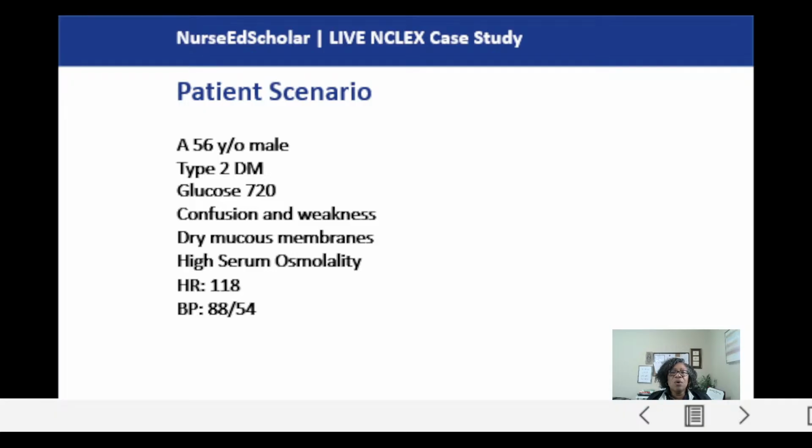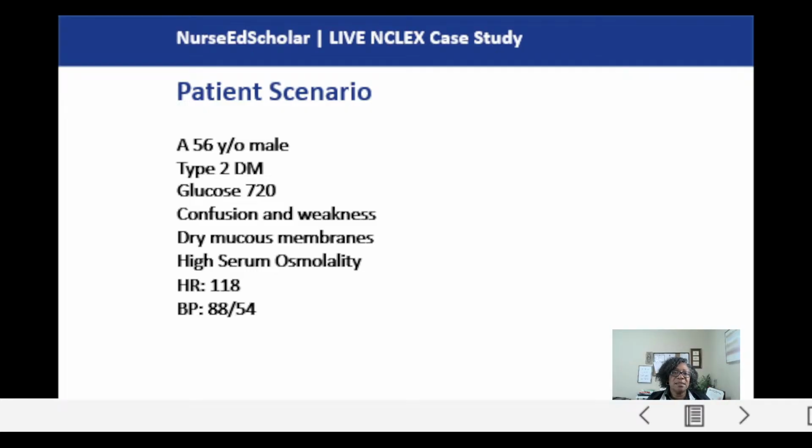All right. In this case, we have a 56-year-old male. He has type 2 diabetes, and he presents confused and weak, with a glucose of 720. You notice on your assessment he has dry mucous membranes. They take some blood work, and he has a high serum osmolality. His heart rate is 118, so he's tachycardic, and he's hypotensive at 88 over 54.